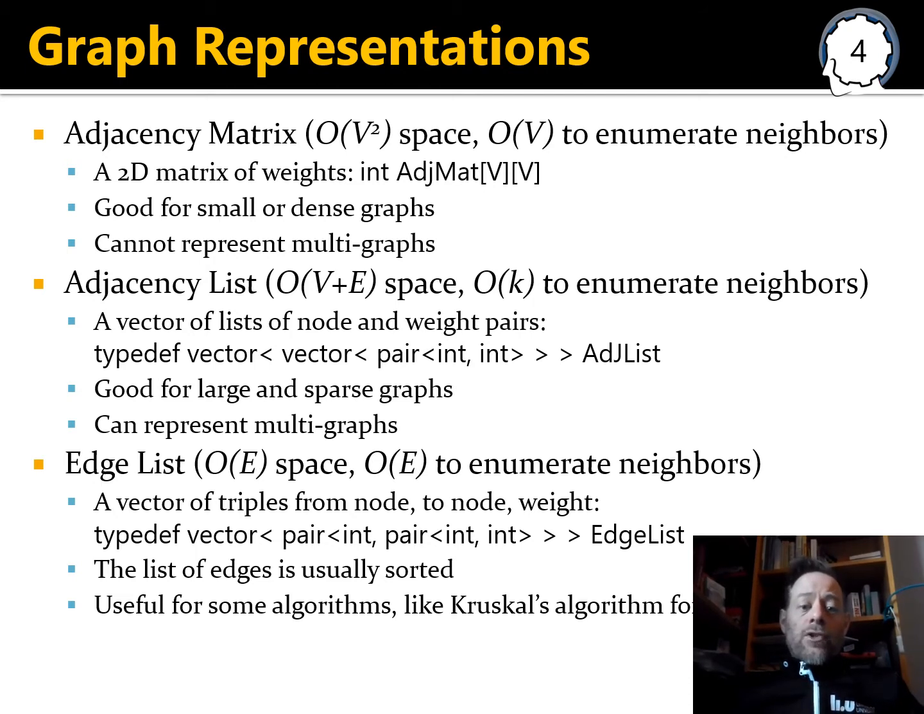Okay, so in your toolbox, you want to implement all of these. Normally, adjacency list is used if the graph is large, adjacency matrix if it's small, or if it's very dense.